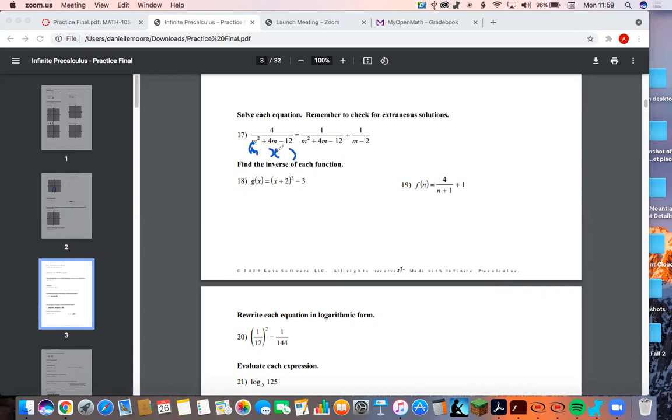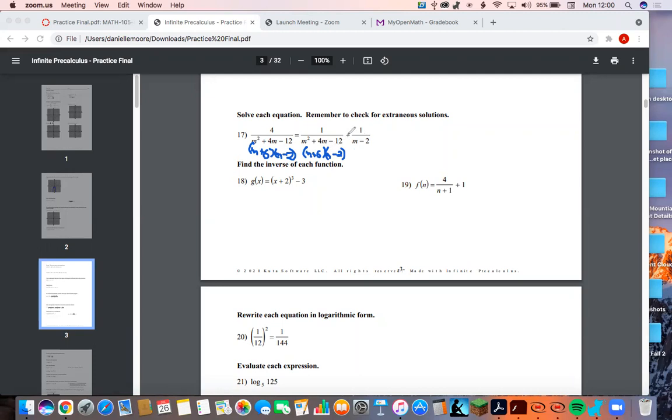This looks like m times m is m squared. Then I need two numbers that multiply to negative 12 and add up to 4. So m plus 6, m minus 2 should probably do it. I'm going to make that a little more succinct looking: m plus 6, m minus 2.